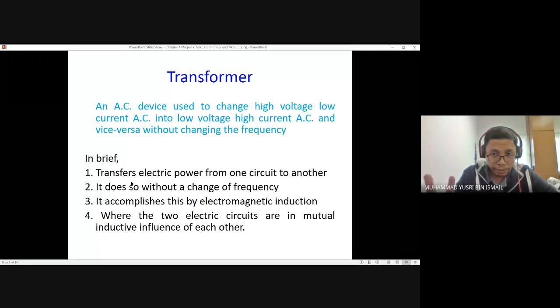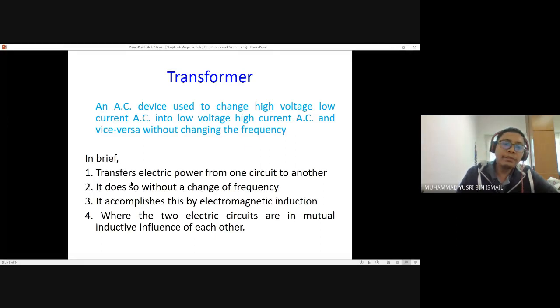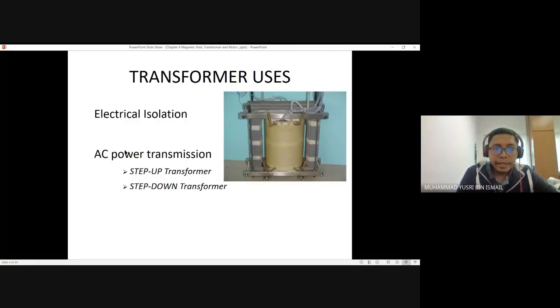It consists of two circuits. It does so without change of frequency, and it accomplishes this by electromagnetic induction, which means that it uses the induced current, where the two electric circuits are in mutual inductive influence of each other. Maksudnya both of the circuits are connected to each other.